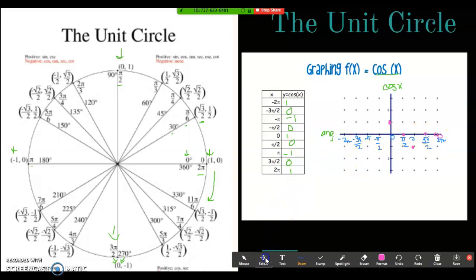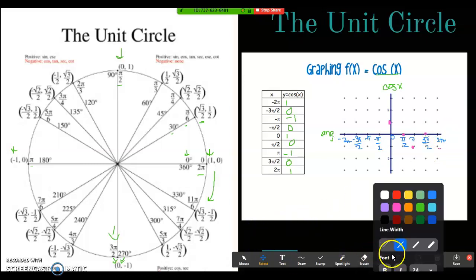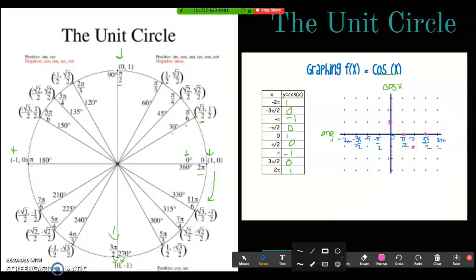Hold on, I made another mistake. It is so fun graphing on these lines. There we go. So I am going to put that up at 1. All right. Negative pi over 2, my cosine value is at 0. Negative pi, my cosine value is at -1. So I'll put a dot down there. Negative 3 pi over 2, my cosine value is at 0. And negative 2 pi, my cosine value is up at 1.